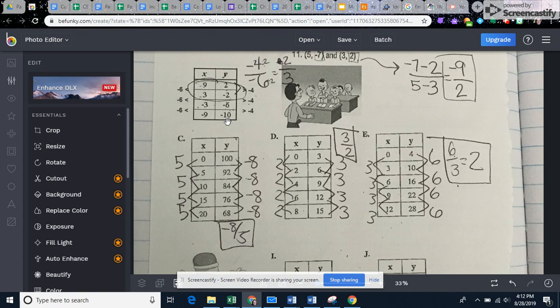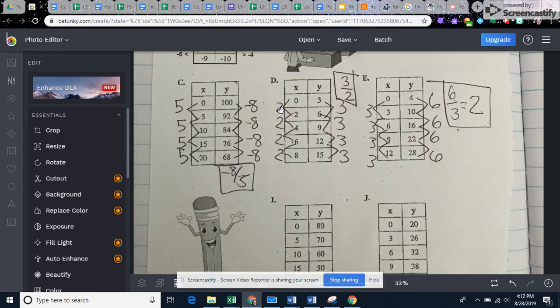down 4 each time. So your y's are changing by going down 4. Your x's are changing by going down 6. So the change in y is negative 4. The change in x is negative 6. Negative divided by negative makes it a positive. And so then you have 2 thirds because you could divide the top and bottom by 2. 4 divided by 2 is 2. 6 divided by 2 is 3.